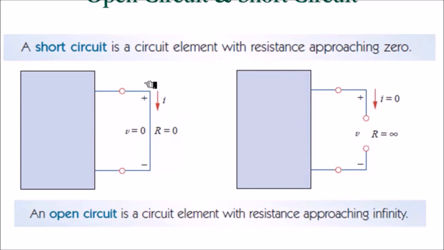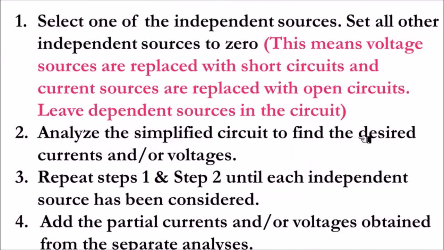So a voltage source needs to be short circuited for deactivation, and a current source needs to be open circuited for deactivation. So let's go back to the step-by-step procedure. First, you activate one of the independent sources and deactivate all the other independent sources. This means your voltage sources are replaced with short circuits, since a short circuit provides voltage V equal to 0, and all the current sources are replaced with open circuits, because when you create an open circuit, the I value is equal to 0.